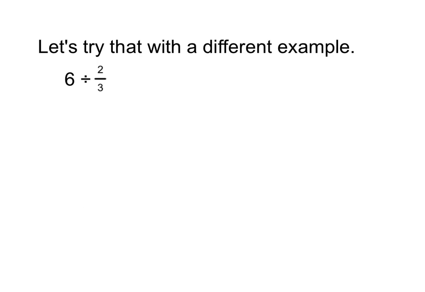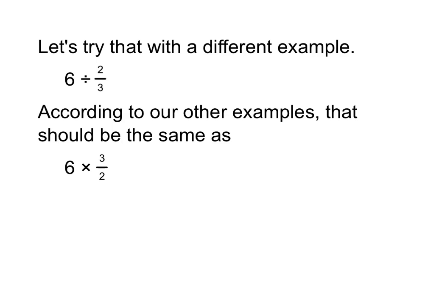Let's try that with a different example. 6 divided by 2/3. According to our other examples, that should be the same as multiplying by the reciprocal, 6 times 3/2. And we multiply the numerators and get 18/2, which is 9.